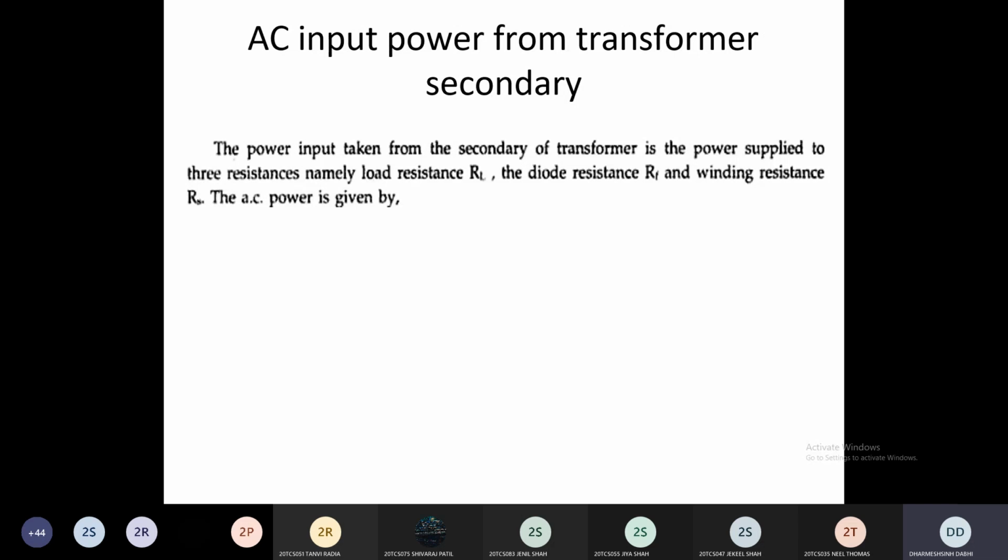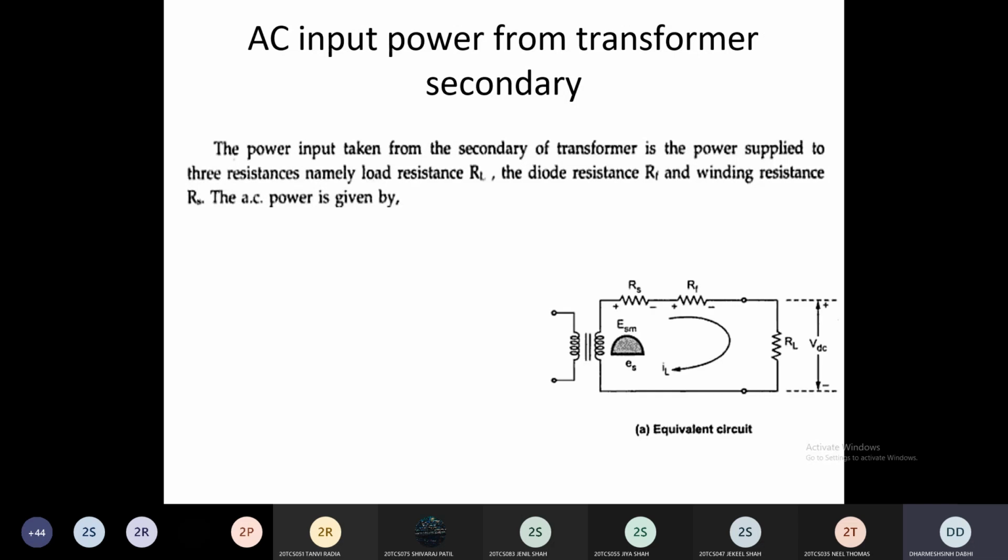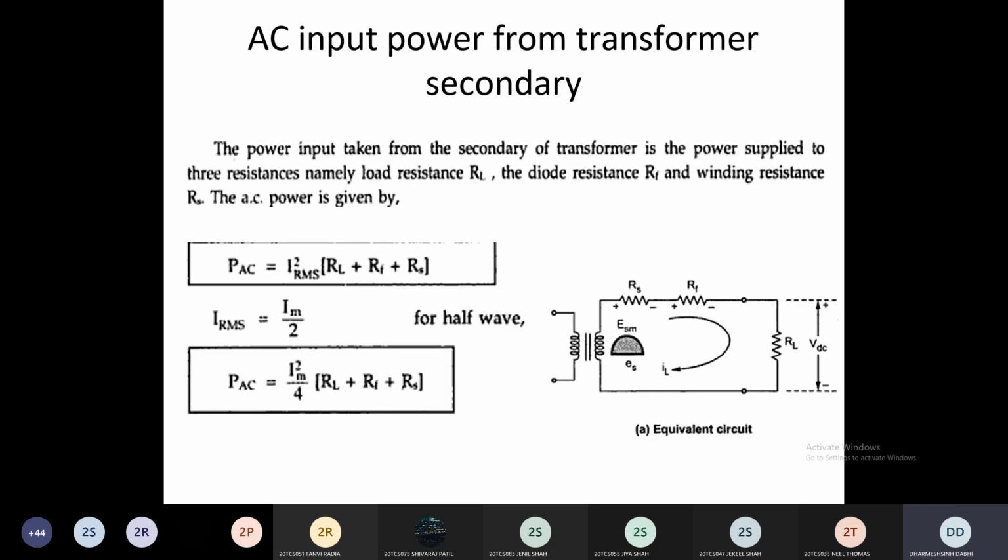AC power. So AC power means here we take the equation of I square R. I is what? RMS value of load current or supply current. Both are same because whatever the supply voltage in positive half cycle, the same you get at the load side. Clear? So RMS value of current for half wave that we already derived, this Im by 2. So just replace Im by 2 here.